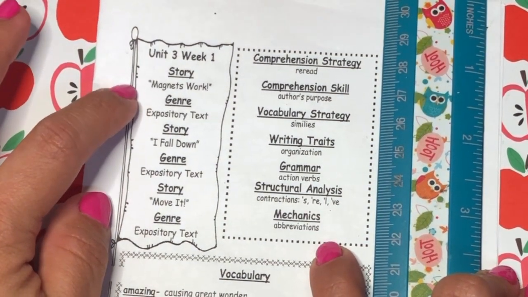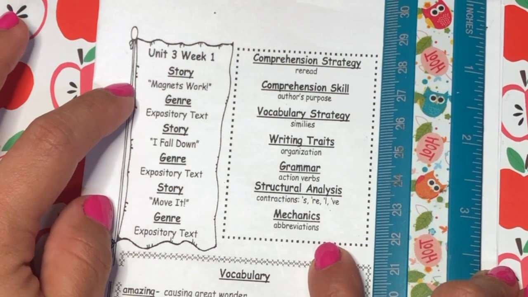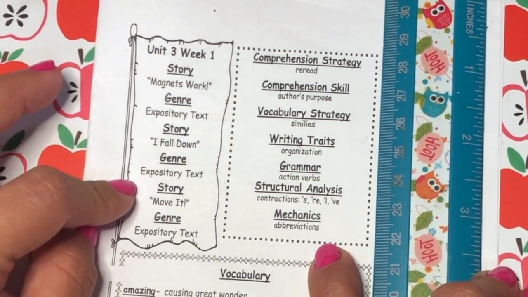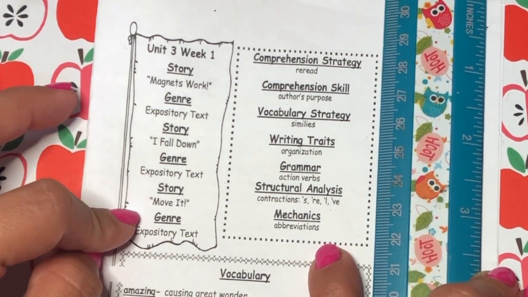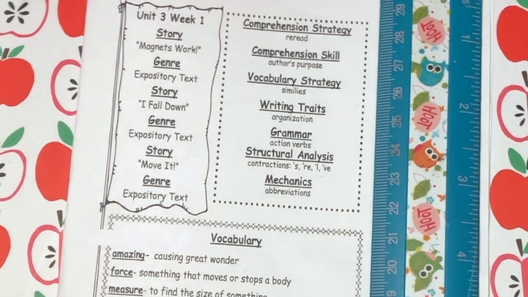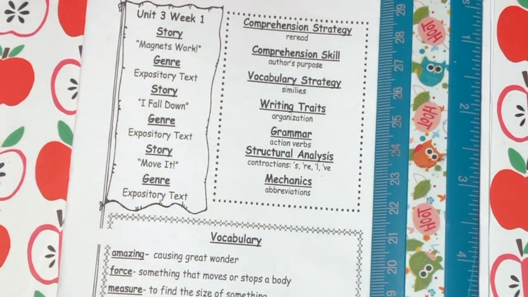So, Magnet's Work. That's the first story we're going to read about. Then the next story we're going to read is I Fall Down. And time permitting, we might get to Moving, all right? So these are the vocabulary words that we are going to focus on these 2 weeks.